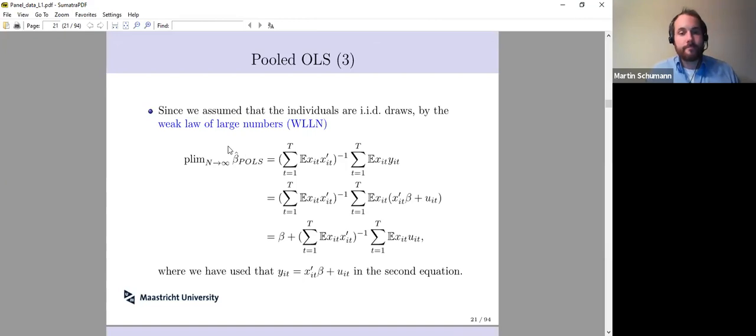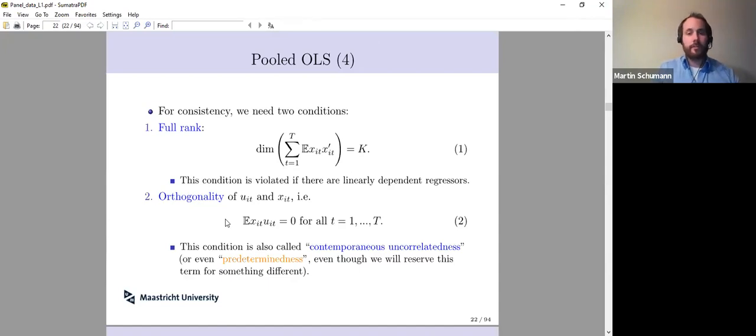Now, what do we do in the second step? Well, we simply replace yit by the model. So yit is equal to xit prime beta plus uit. And again, opening these brackets, we see that this part here cancels out with this part here, so that only beta is left. And so the plim of our OLS estimator is the true beta plus something. Okay, now what do we need in order to make this something disappear?